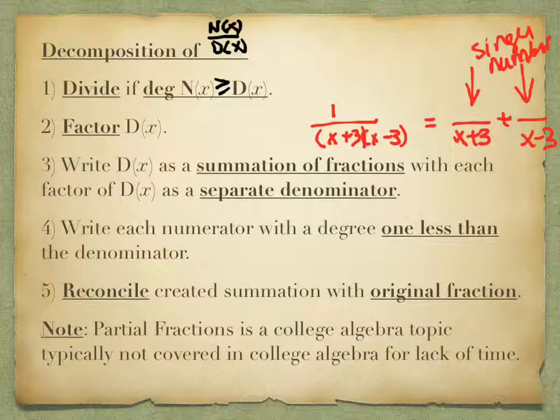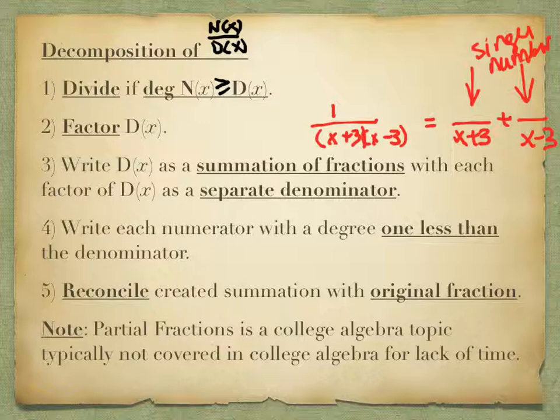But that's what's going to end up happening on those, is the degree is going to be 1 less when we write that down. Step 5 is actually reconciling the summation with the original fraction. And again, I'm not going to show you a detail of this now, but basically what it means is we're going to multiply the two fractions back together. So we did all that work to get them to all be single, and we're going to consolidate them back together, and I'll show you why that's helpful. And then my note here, I already mentioned once before, partial fractions is a college algebra topic not typically covered in college algebra for lack of time.